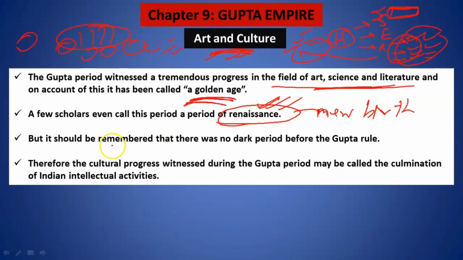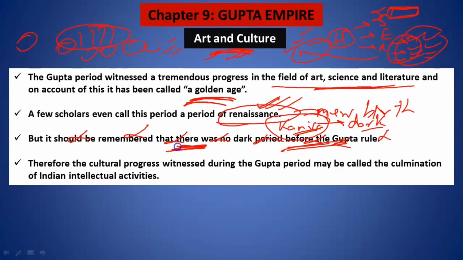Now, this is wrong. This statement is written in the Tamil Nadu book. It is mentioned here that it should be remembered that there is no dark period. But I don't agree with this. If you remember, after the Mauryans came the Shungas, after the Shungas came the Kanvas, and after the Kanvas came the Gupta Empire. During the Kanva dynasty, we do not know much about them, and this is considered to be a dark age. Hence, this statement is wrong. But I have still mentioned this here so that you can cut it down in your Tamil Nadu book.